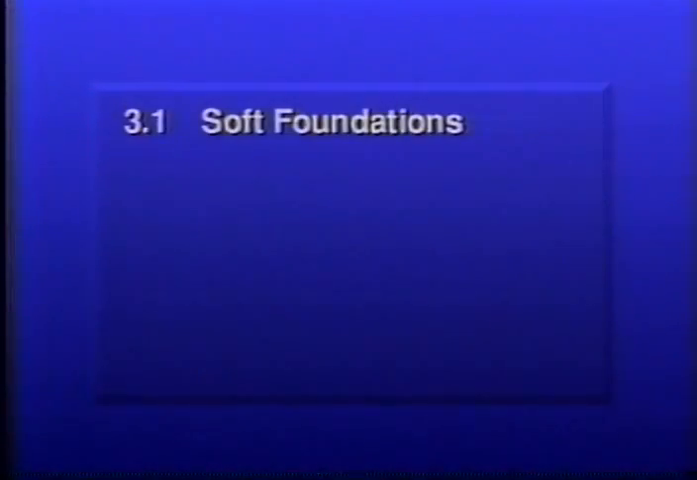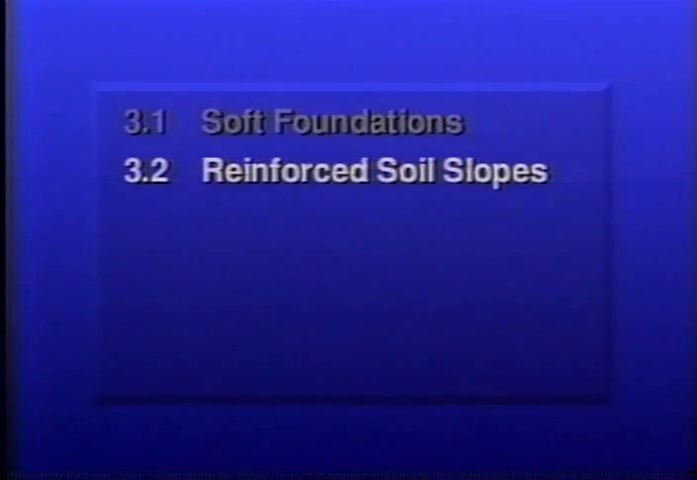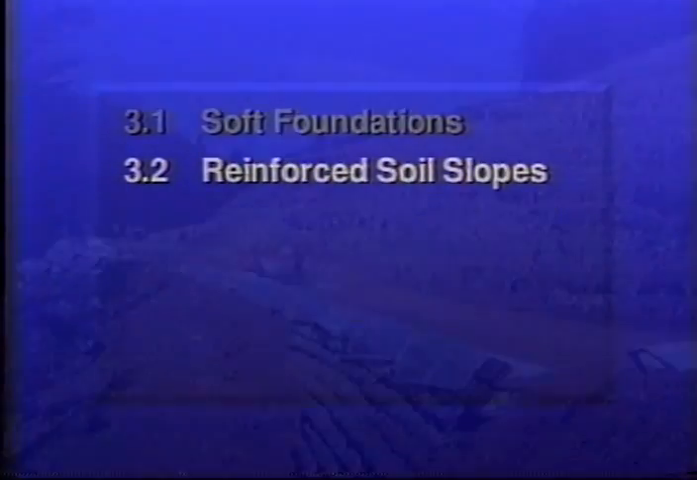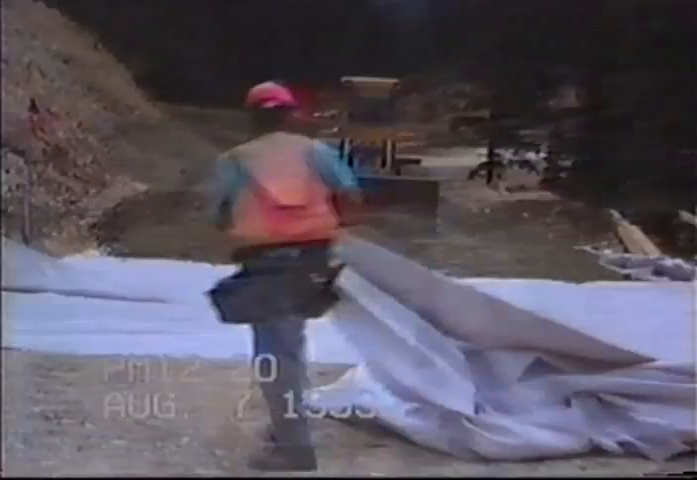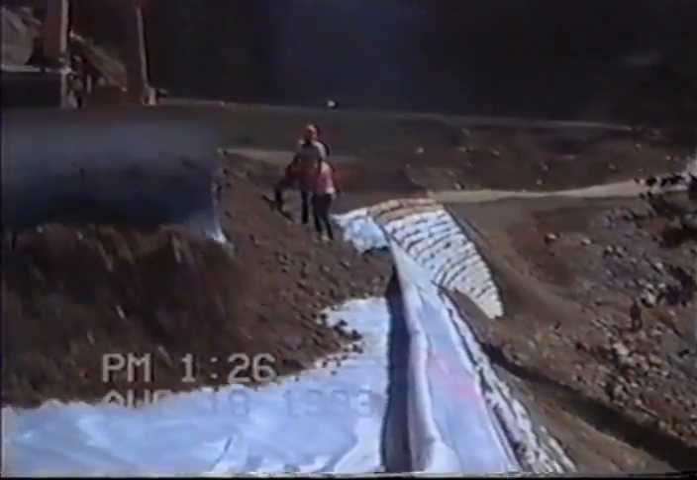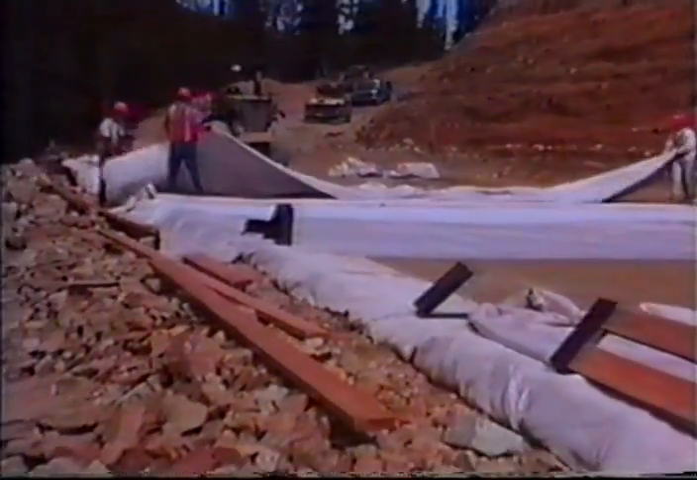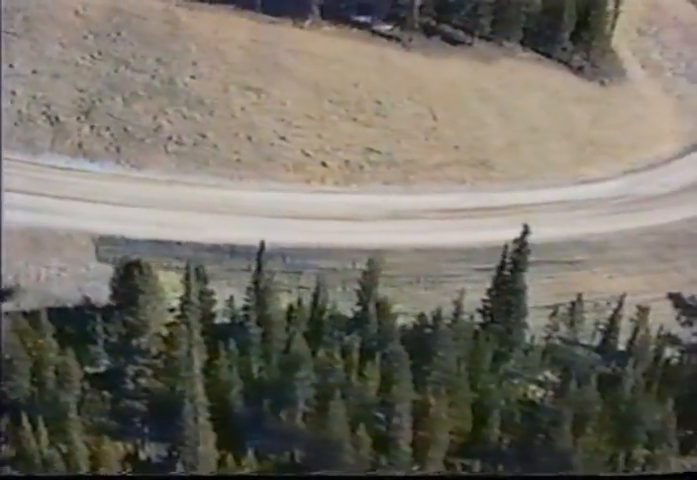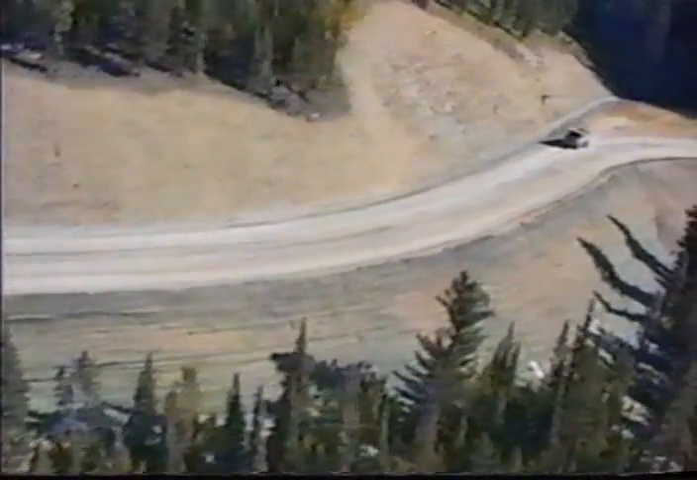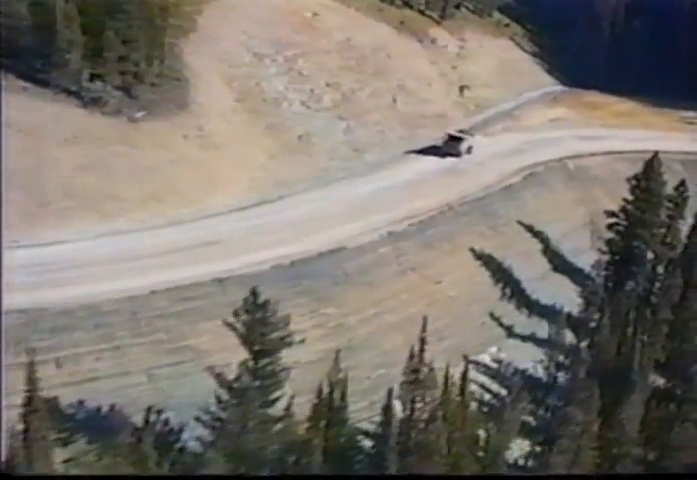From soft foundation soils, we now move to the reinforcement of steep embankments and slopes. Multiple layers of geotextiles or geogrids may be placed in new or reconstructed slopes to reinforce the soil and to increase slope stability. This is the technique demonstrated here in the reconstruction of a section of highway near the Idaho-Montana border.